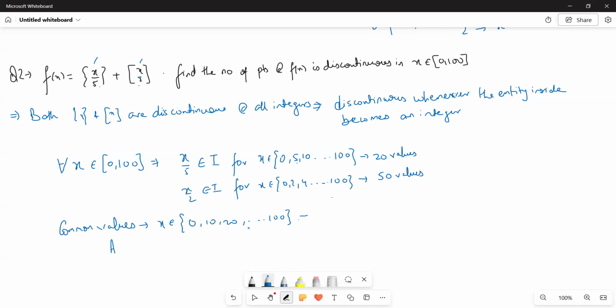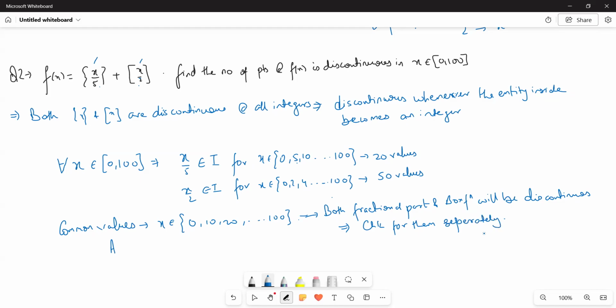But at 0, 10, 20, at these points, both the fractional part and the box will be discontinuous. So that will imply that we will have to check for them separately, as according to algebra, the sum of two discontinuous functions may or may not be continuous.